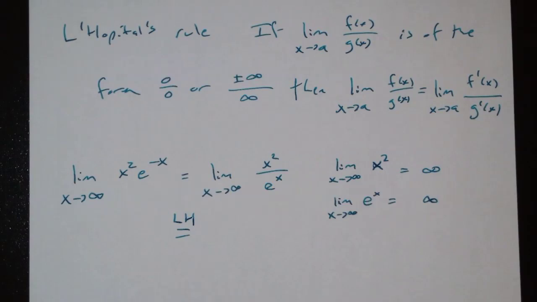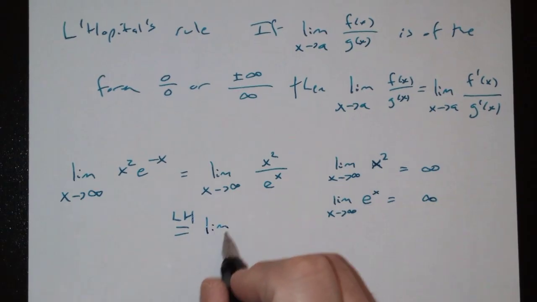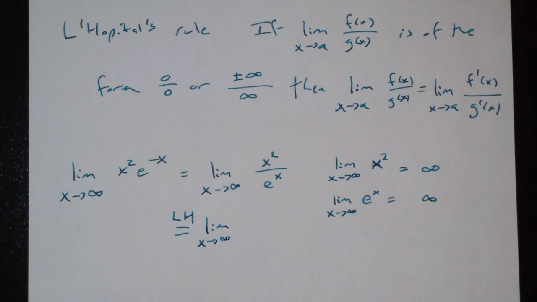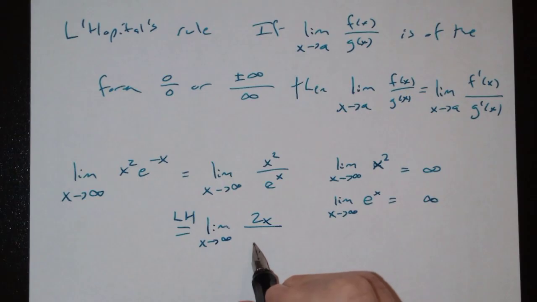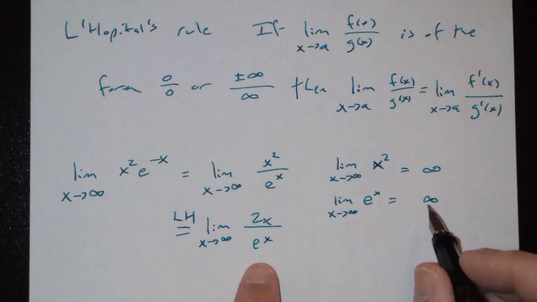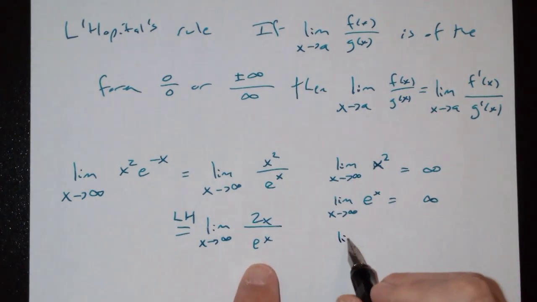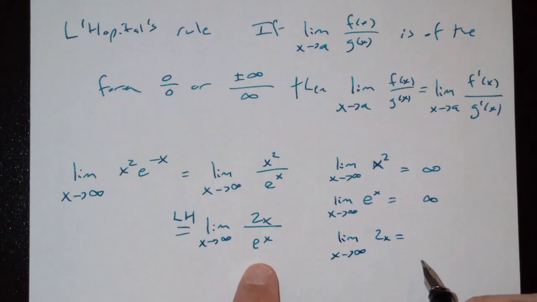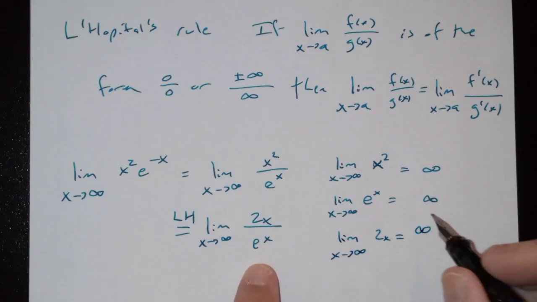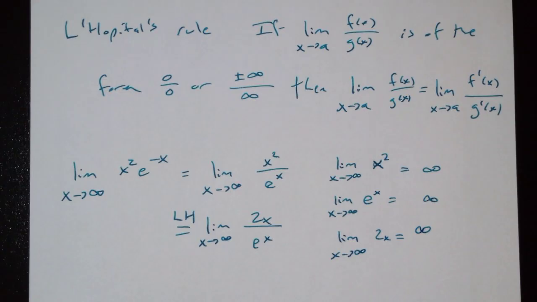That little LH over the equal sign is what reminds me, hey, I'm doing L'Hopital's rule here. What is the derivative of x squared? And the derivative of e to the x? Well, I still have something on top, something on bottom, and I know the bottom is an infinity. What's the limit as x goes to infinity of 2x? Ah, damn it. It's still infinity over infinity. If it's still infinity over infinity, I still use L'Hopital's rule. Do it again.